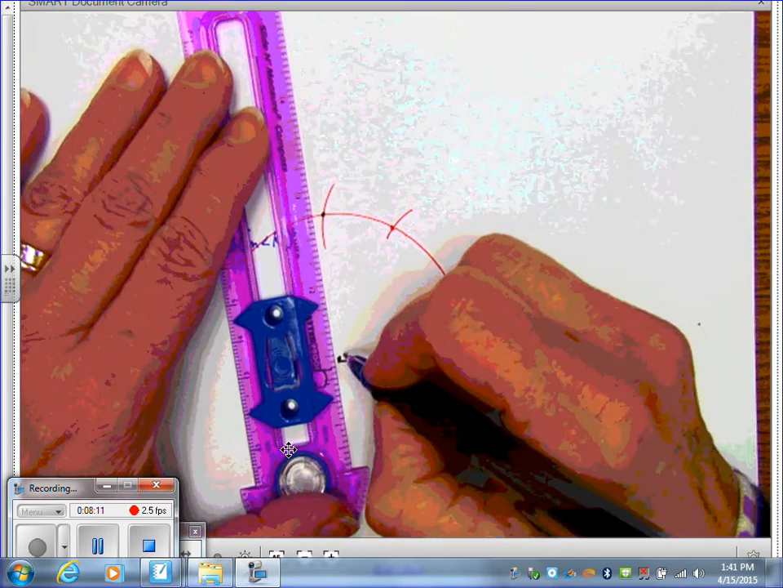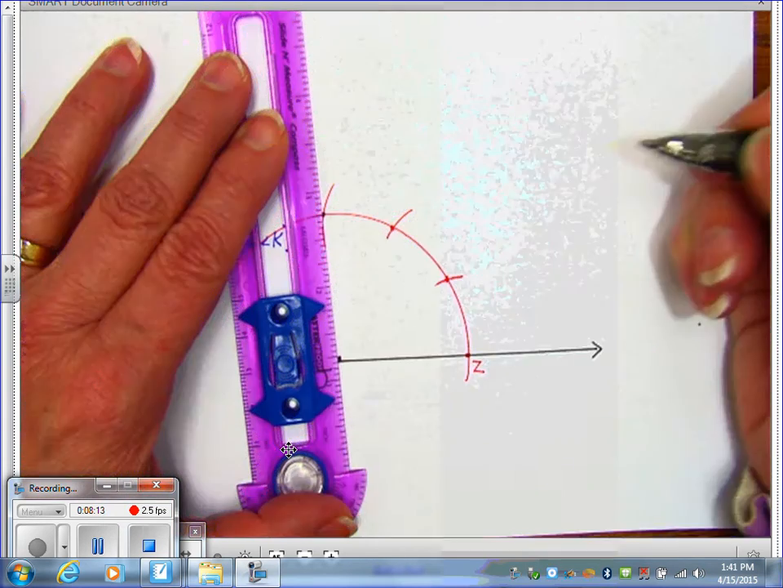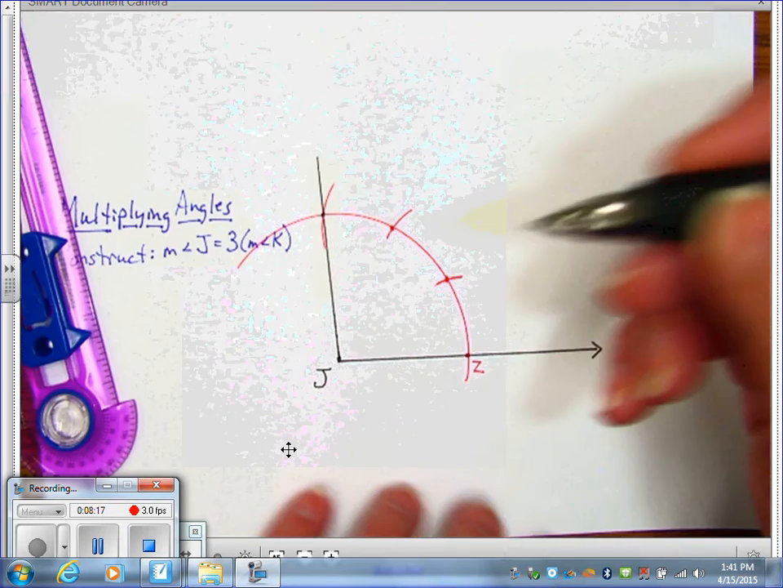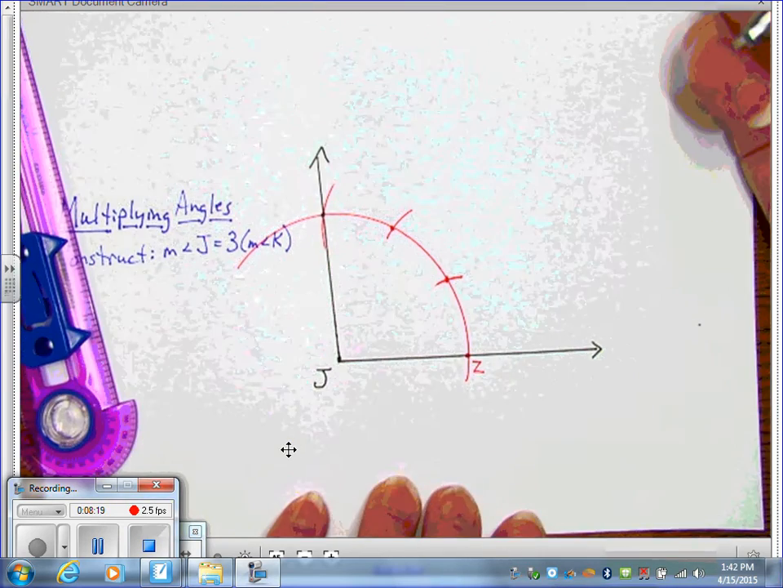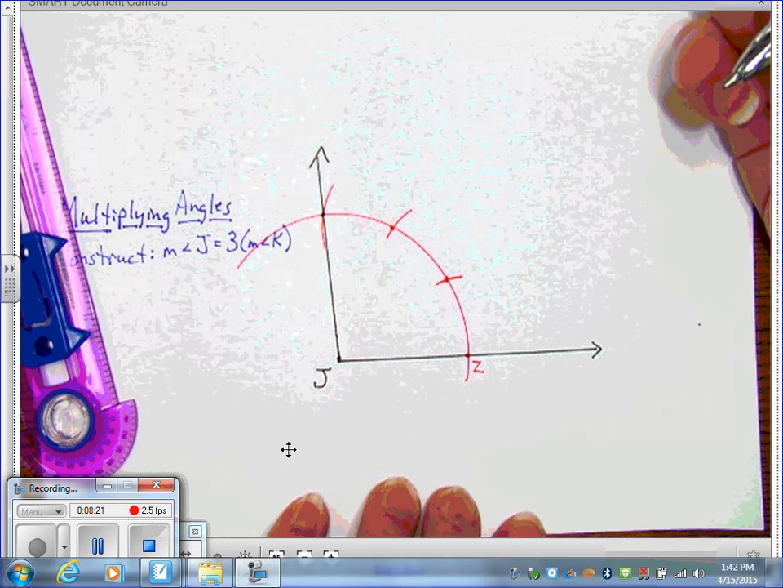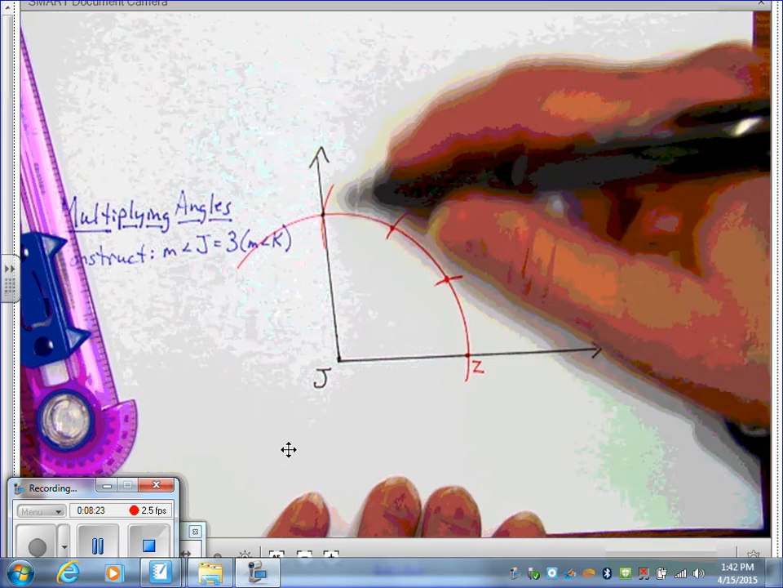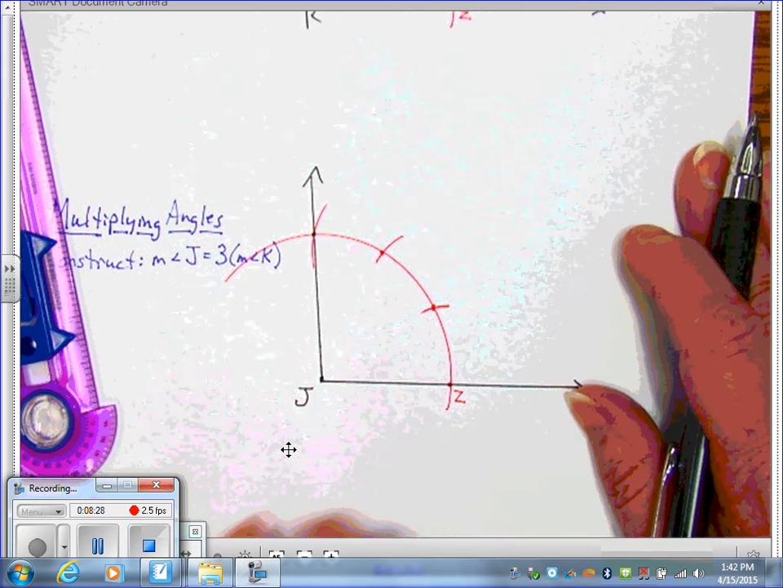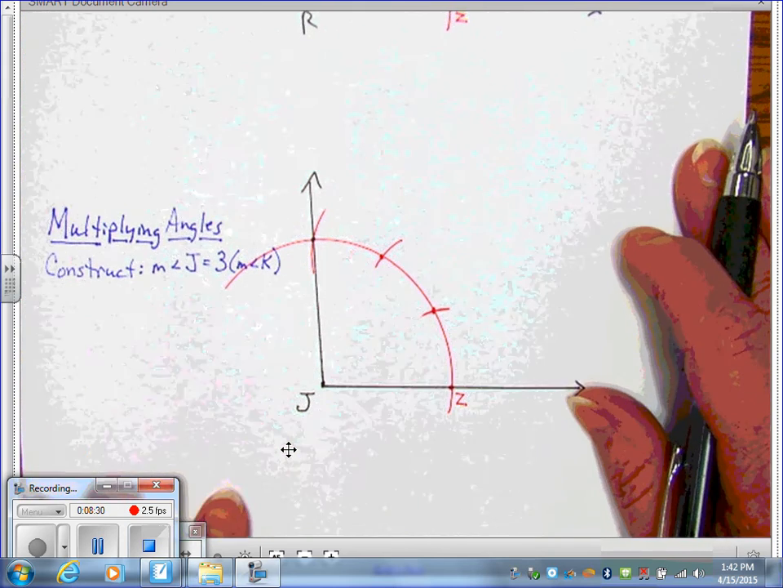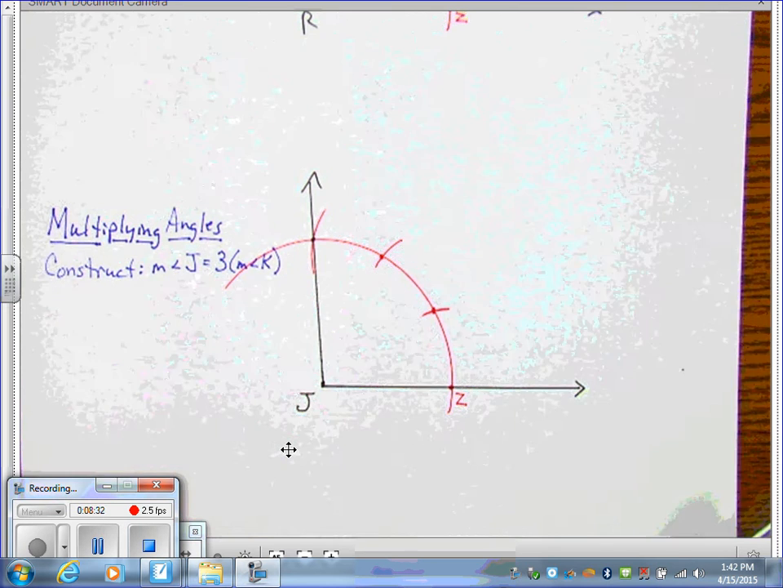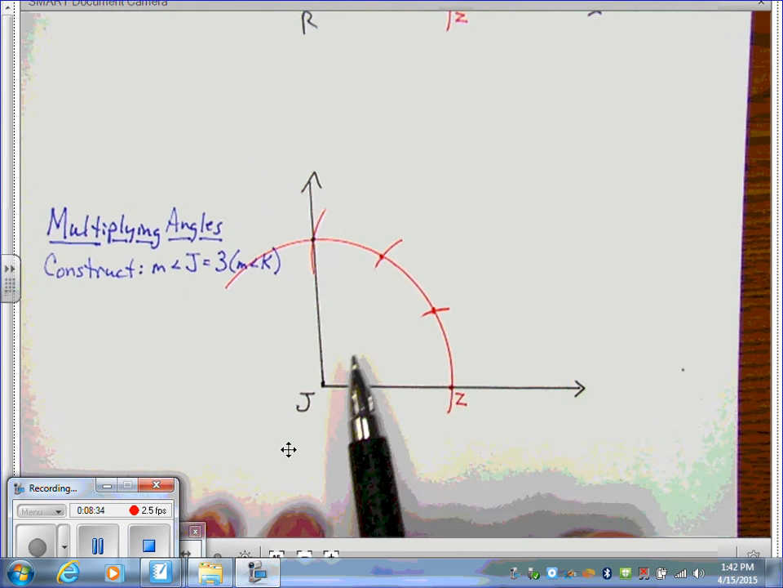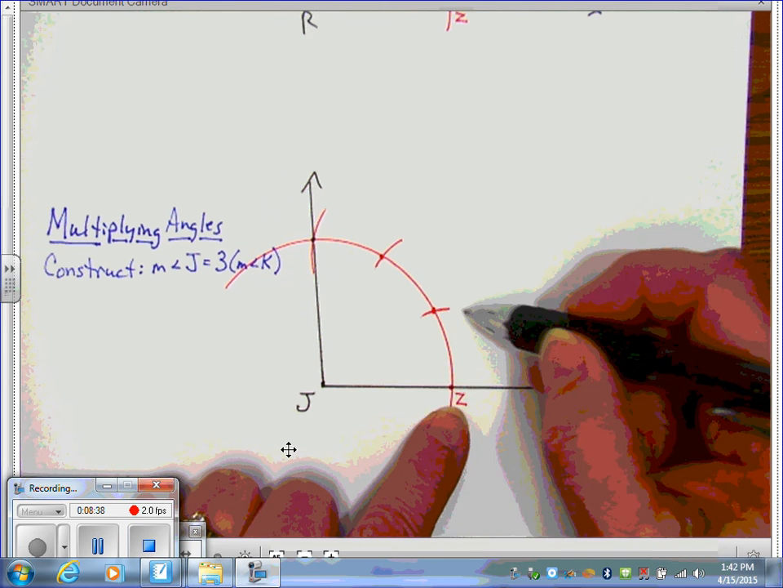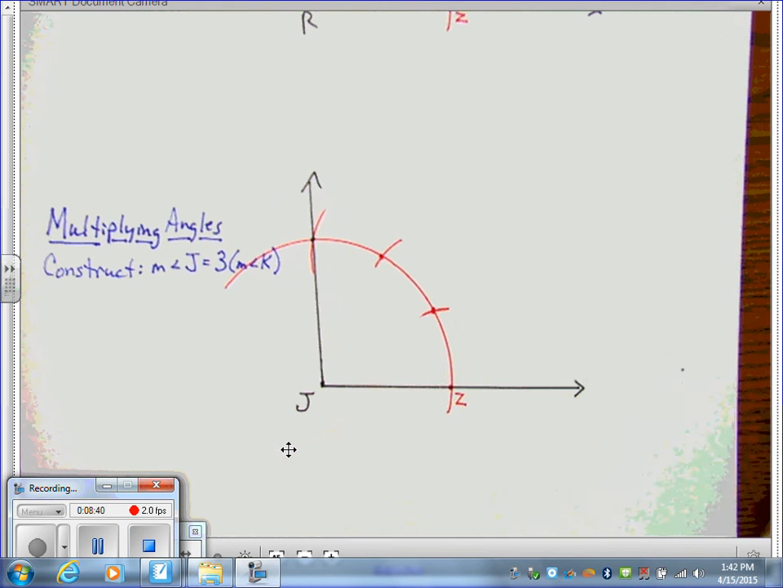And this angle is not a right angle, but it's just a little larger, isn't it? So I would say that angle K is just a little bit more than 30 degrees because 3 times 30 would be 90. And we've made an angle that's just a little more than 90. So that would do the math, okay? All right, so if we are multiplying an angle, you're going to put your favorite arc there and measure it on there multiple times. That's how you do it.